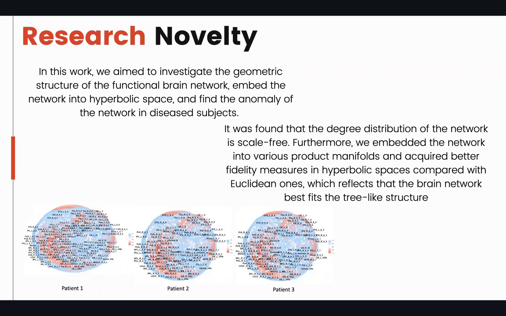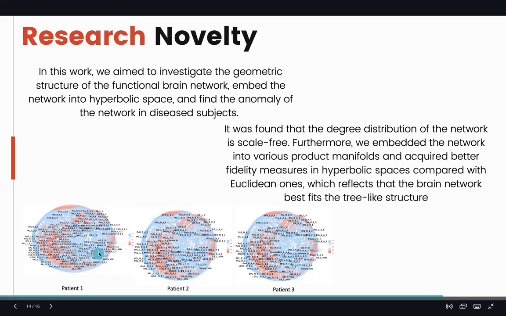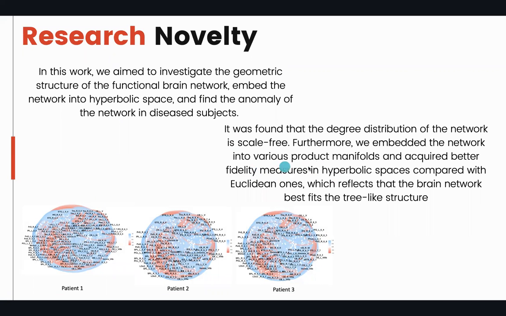And also the novelty. The novelty that I do at Seoul National University: I aim to investigate the geometric structure of the functional brain network by embedding the network into the hyperbolic space. For example, this one is for patient 1, patient 2, and until patient 3. So I can prove that the degree distribution of the network is scale-free. Furthermore, I can embed the network into various product manifolds and apply better fidelity measures in hyperbolic spaces by comparing with the Euclidean ones. So that's my research novelty at Seoul National University.